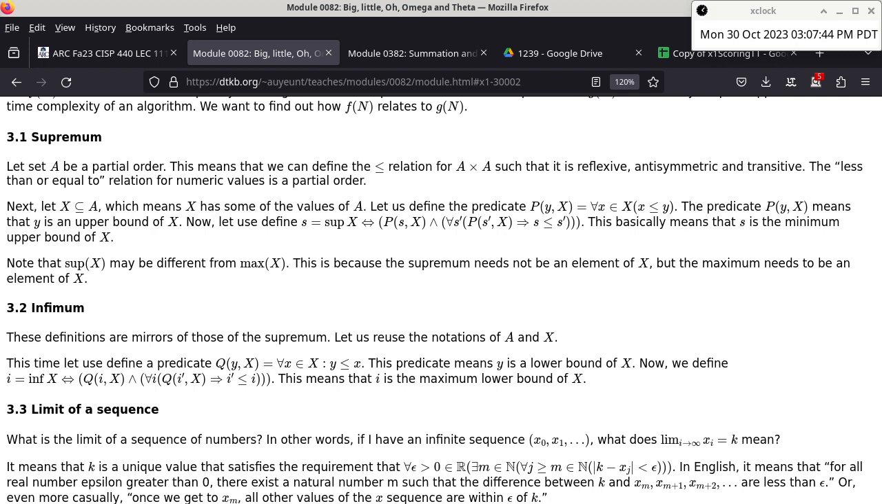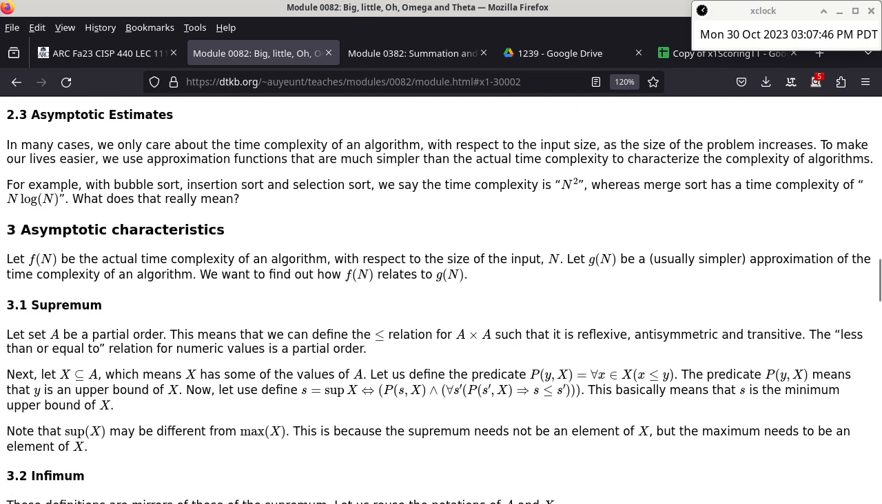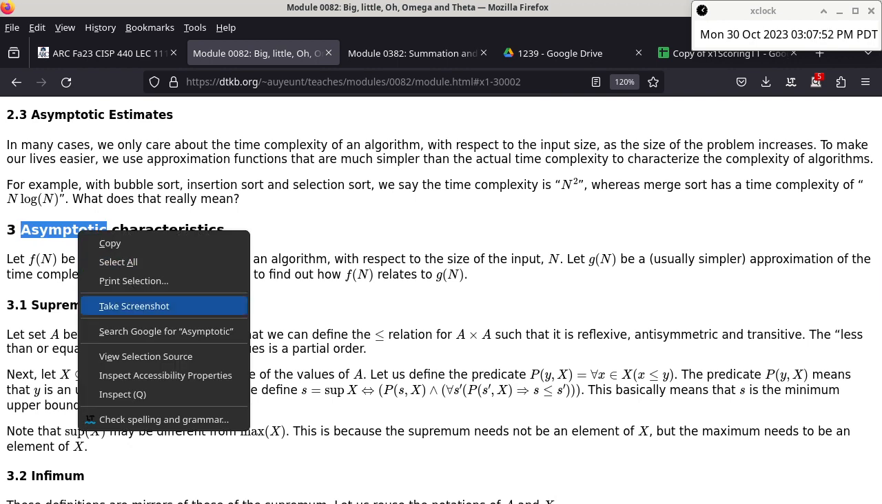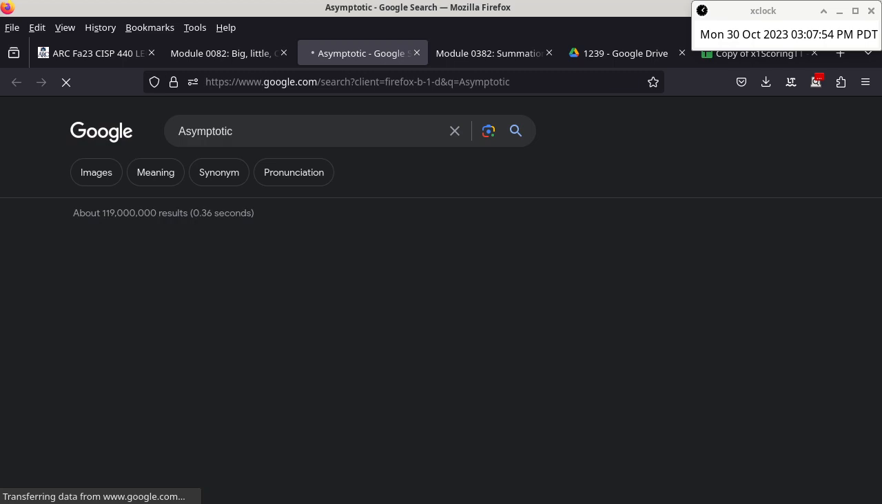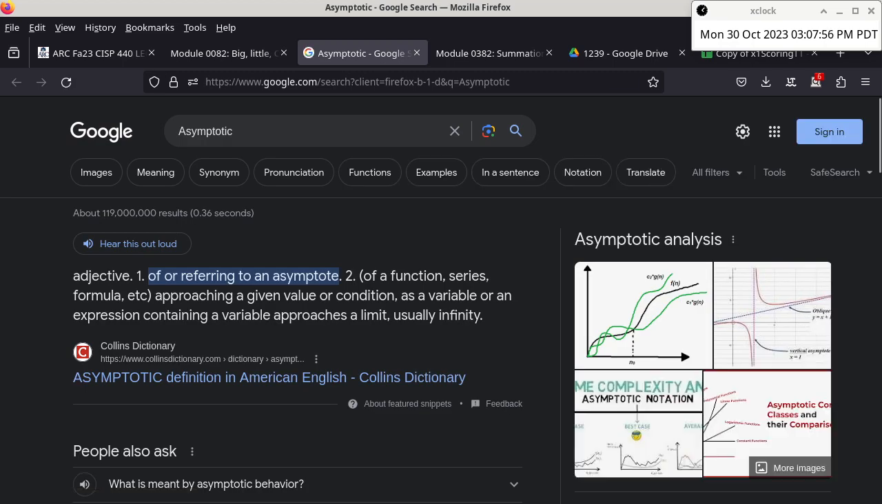So today's topic is about asymptotic characteristics. So we're going to look up this word first. What does that mean? Asymptotic has to do with referring to an asymptote of a function series approaching a given value or condition, as a variable or an expression containing a variable approaching a limit, usually infinity. What does that mean?